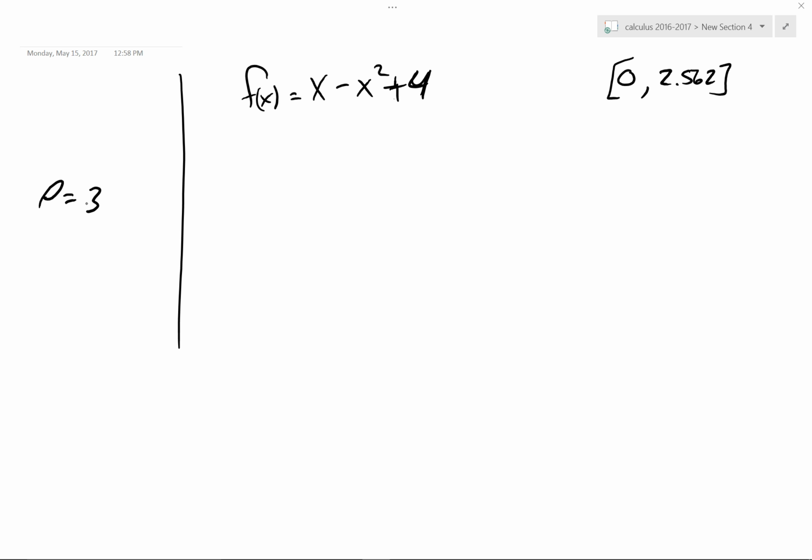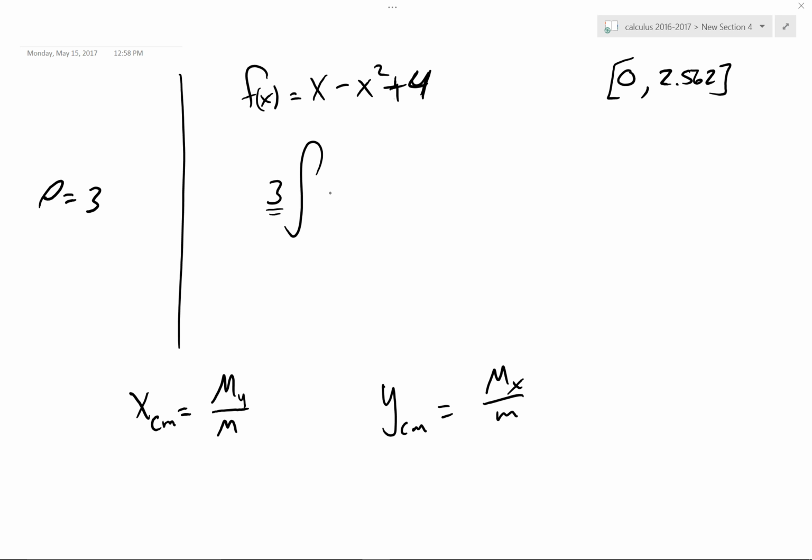So what we need to do, of course, is the x center of mass needs to be the moment about y over its mass, and the y center of mass needs to be the moment about x over the mass. Well, first things first, you probably got to find the mass. So the mass would be this. When we do this problem, we're working it out like so. It's going to be x minus x squared plus 4.